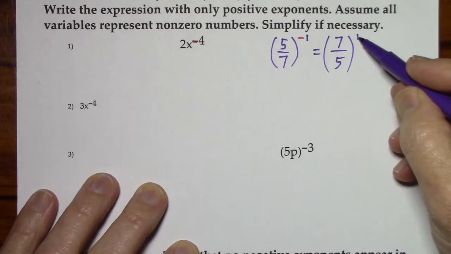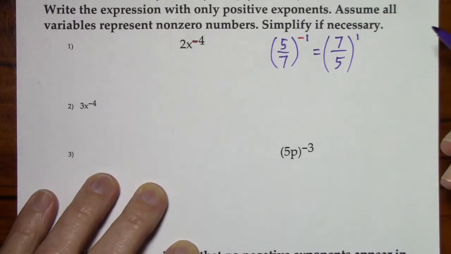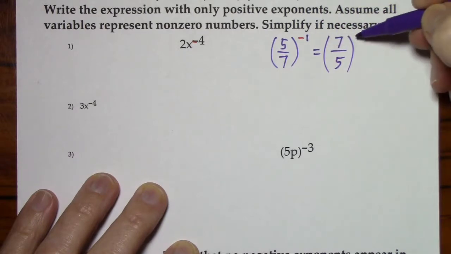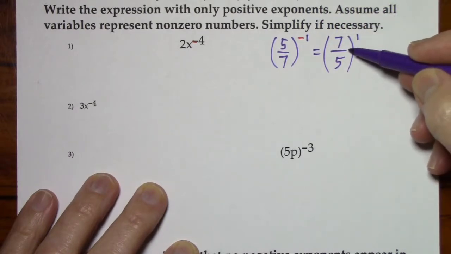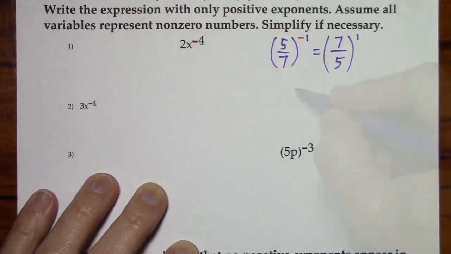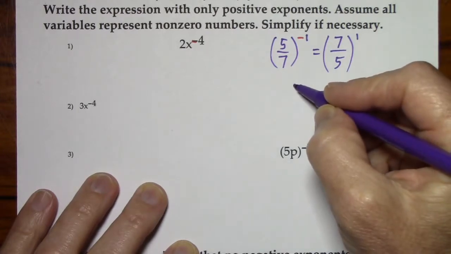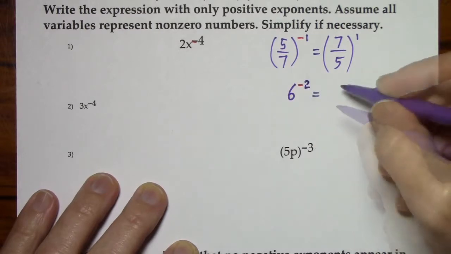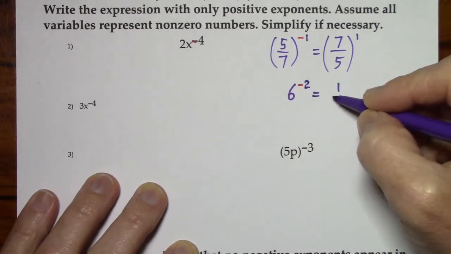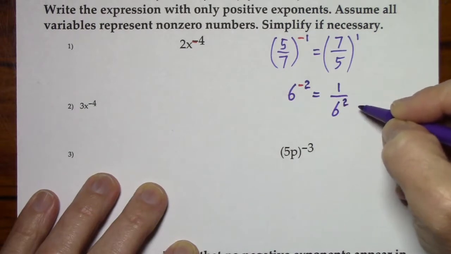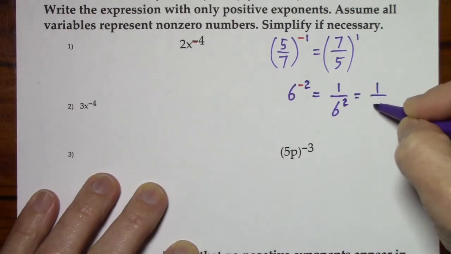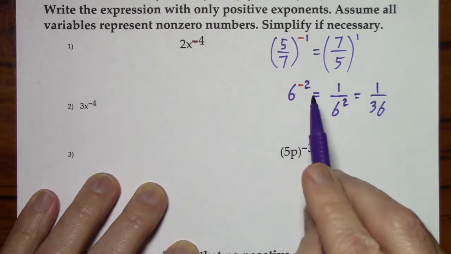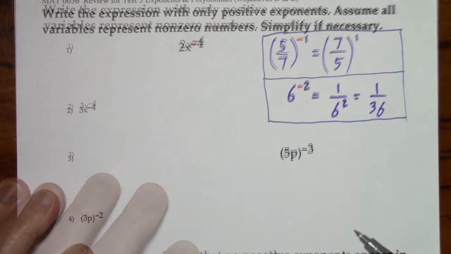Obviously, I don't have to put the 1 here. It's understood to be there. But I'm just trying to emphasize it changed from negative to positive by taking the reciprocal of the fraction. If you have just a number, say 6 to the negative 2, this means you have 1 over 6 to the second, but again notice the exponent went from negative to positive.